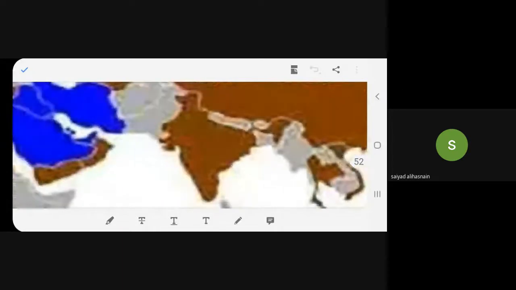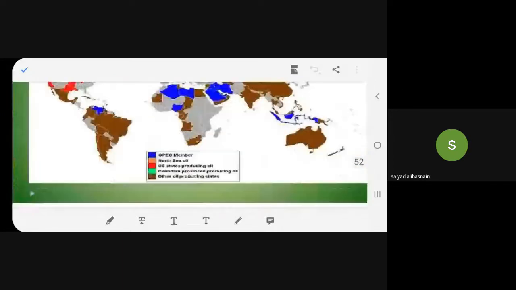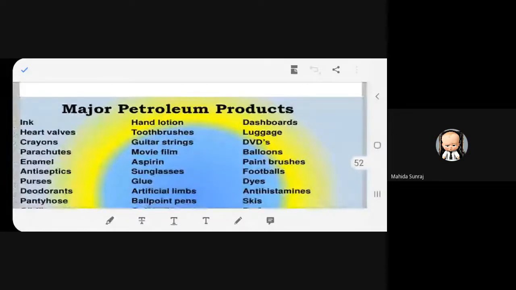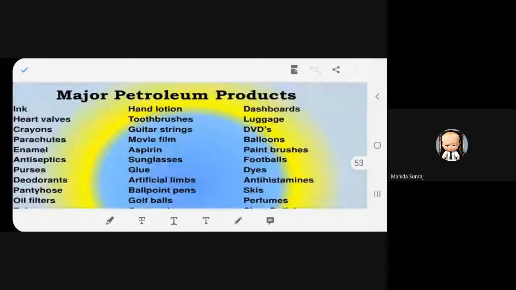What are the major petroleum products? We get ink, art walls, crayons. You know the coloring crayons. When you were young, you're still young, for drawing purposes you use crayons.